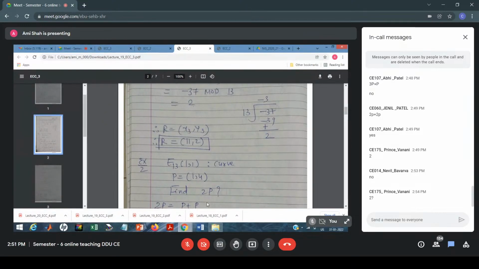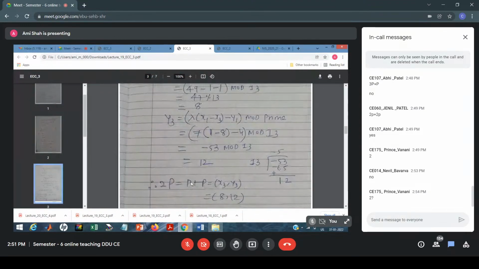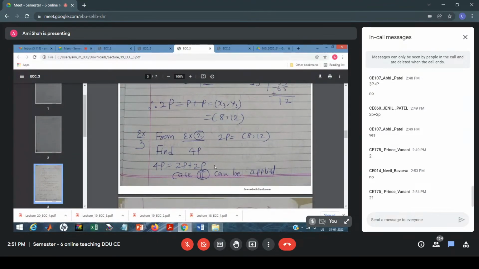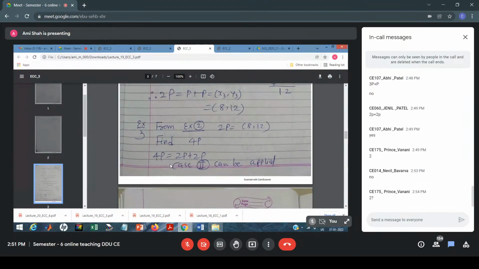First of all, if the point is given, you have to calculate 2P by using this equation. And once you get 2P, then you can calculate 4P by using this formula: 4P equals 2P plus 2P. This time I will not provide you material, so do it by yourself, everyone.